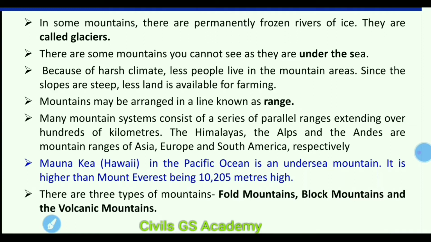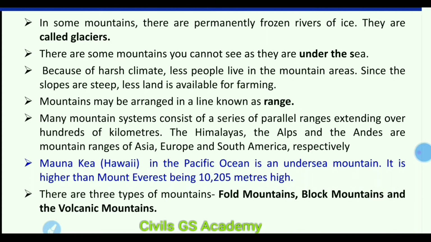There are some mountains you cannot see as they are under the sea. Because of the harsh climate, fewer people live in the mountain areas. Since the slopes are steep, less land is available for farming. That is the reason why fewer people live in the mountains: due to the steep slope, agricultural land is very less.